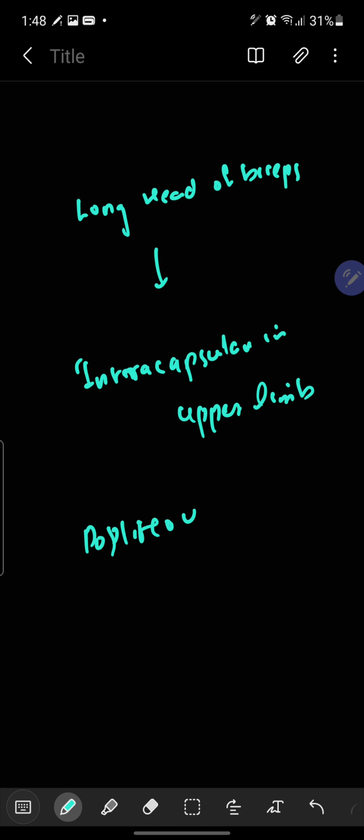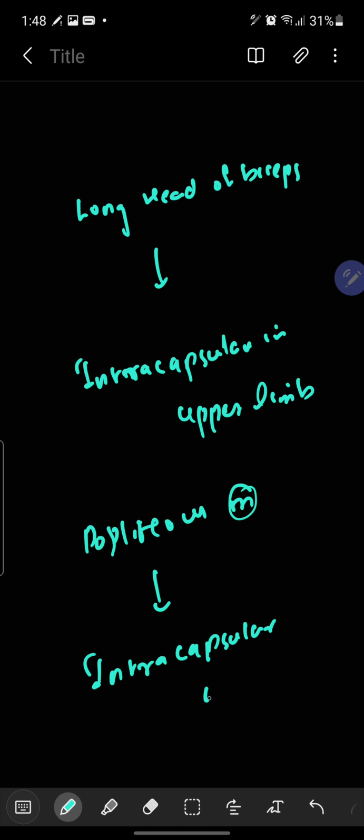In our joints, the long head of biceps is intracapsular in the upper limb. The popliteus muscle is intracapsular in the lower limb.